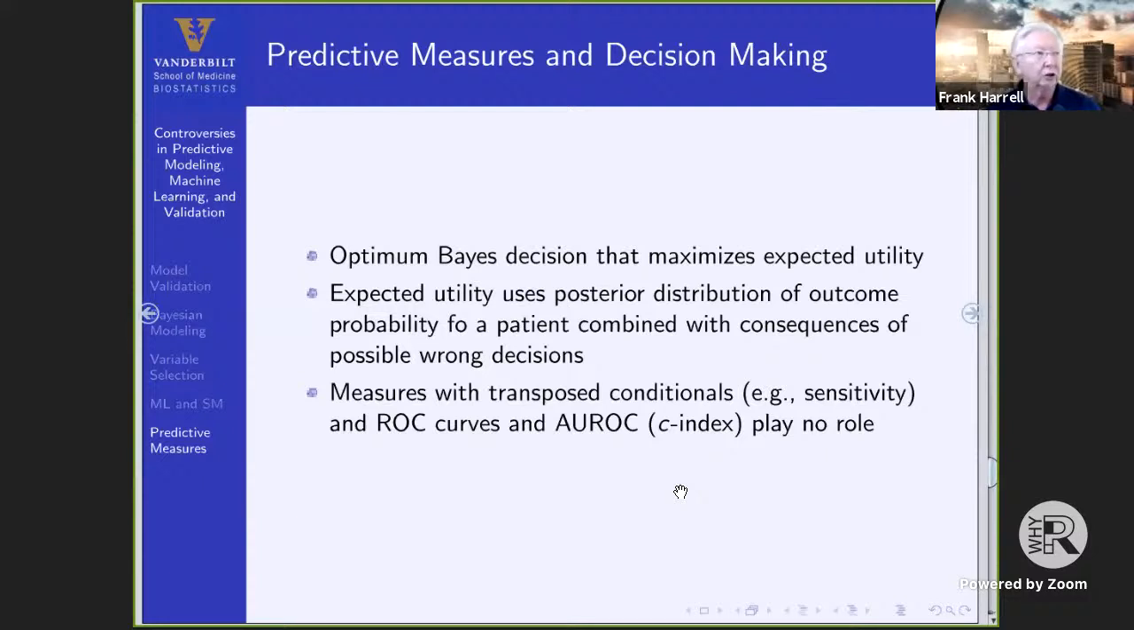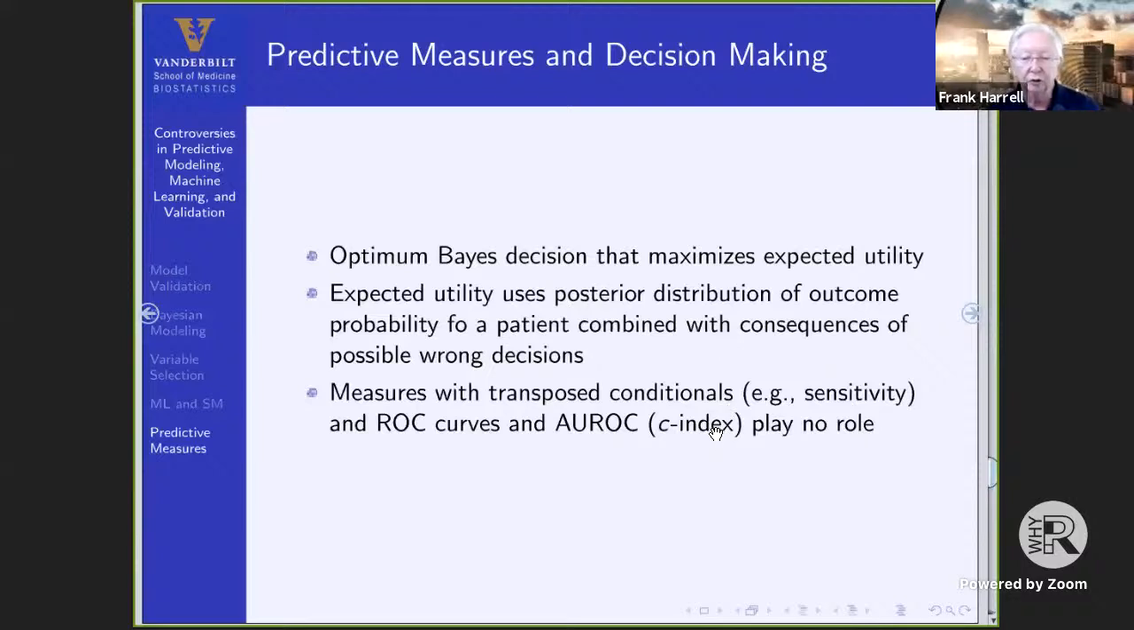So we need to use measures that relate to decision making. So the optimum Bayes decision is one that maximizes expected utility. And what is expected utility? Well, it is a convolution of a utility function and the posterior distribution that describes what we know about parameters in the model. So the expected utility uses the posterior distribution of the outcome probability for a patient or a subject combined with the consequences of the possible wrong decisions. Those consequences are measured by a loss, utility, or cost function. It doesn't matter what you call it.